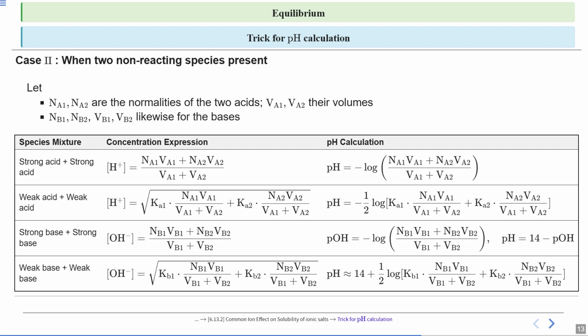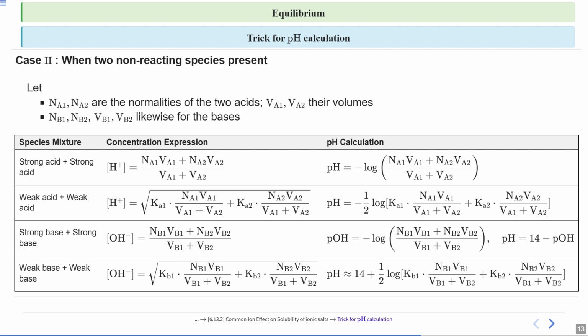How do we calculate the new concentration? After dissolving two acids which are weak together, you will take the contribution from the first weak acid and divide it by the new volume. Similarly, you will take the contribution from the second weak acid and divide it by the total volume.